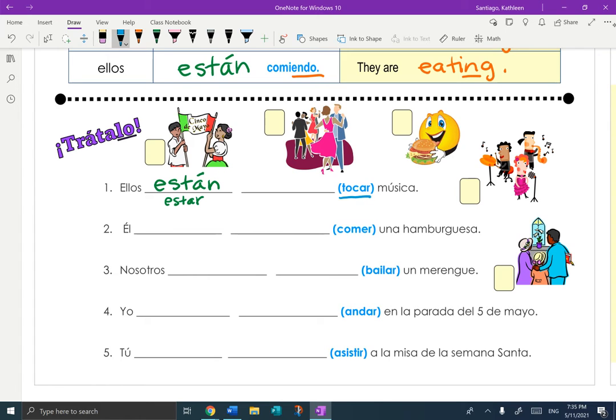Ellos están. What's the right form of tocar to say playing? Ellos están tocando música. Ellos están tocando música. They are playing music. Now, which picture represents that? I would like you to take the number of the sentence and put it next to the right picture. Ellos están tocando música. All right, now I want you to conjugate and fill in the blanks and find the right picture for those four. That is the first part of doing the ing form or the present progressive.